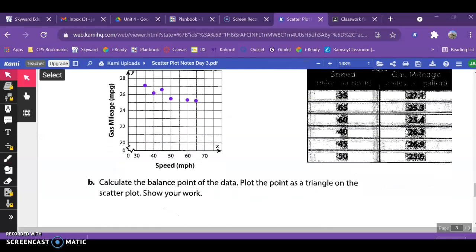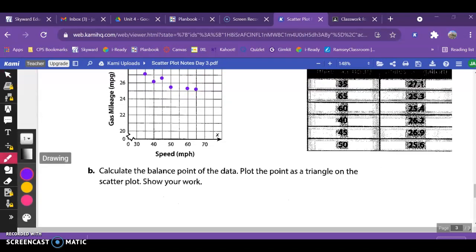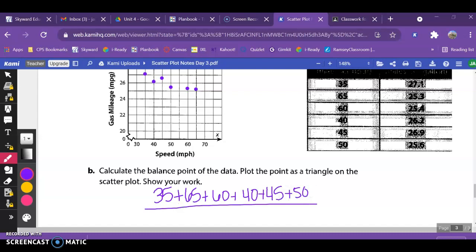Next, it says calculate the balance point of the data and plot the point as a triangle on the scatter plot and show your work. So what I'm going to do is add up all of the speeds. So 35, 65, 60, and then I'm going to divide it by 6 since there's 6 of those. That is an answer of 49.16, and the 6 is repeating.